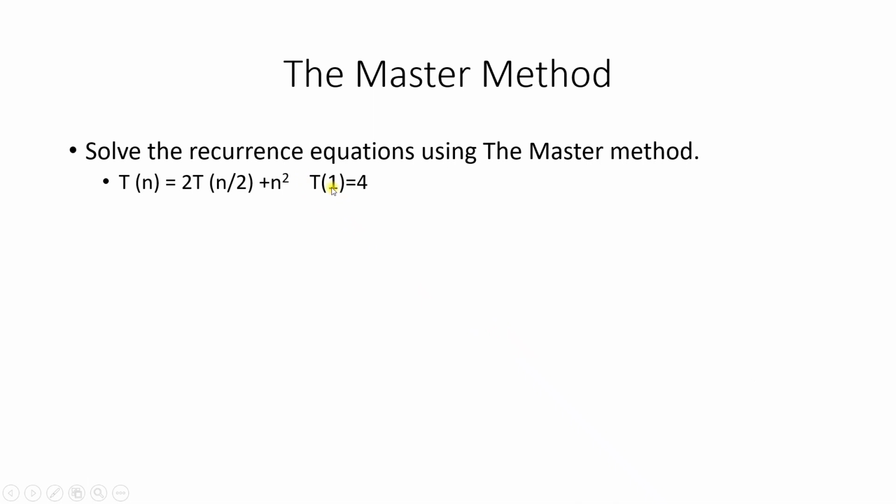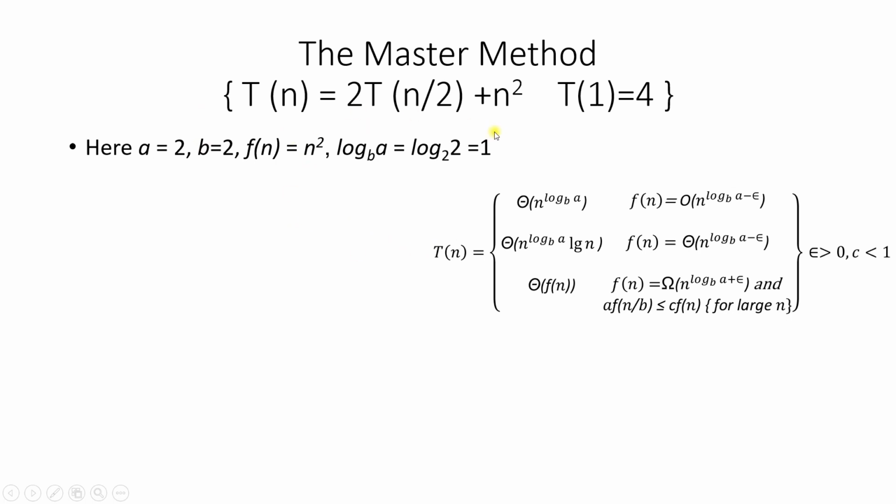Again, this is the same equation that we used for solving the substitution iterative method and the recursion tree method in our previous videos. So let's take this equation. When we put it in our form, we get a is equal to 2, b is equal to 2, f of n is equal to n square, and we can calculate that log b a is equal to log base 2 of 2, which is equal to 1. And all three equations of the master method are written here mathematically.